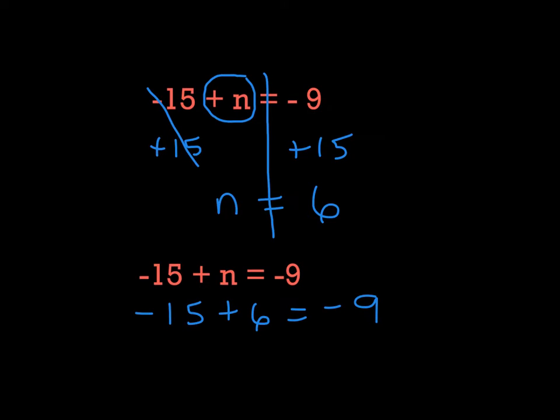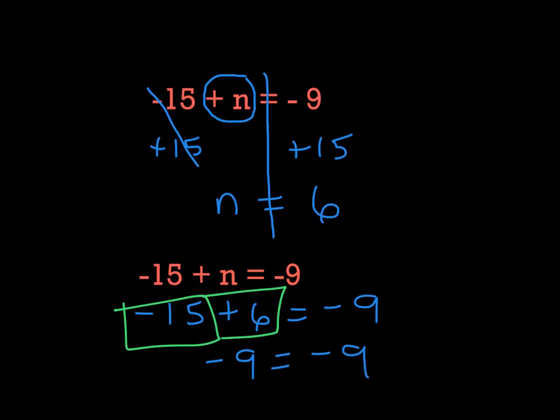Now, think back to your integer rules. So if I box these in, my signs are different, so I subtract. 15 take away 6 is going to give me 9. And I take the sign of the bigger number. 15 is bigger than 6, so I'm going to take the negative sign. And negative 9 is equal to negative 9.